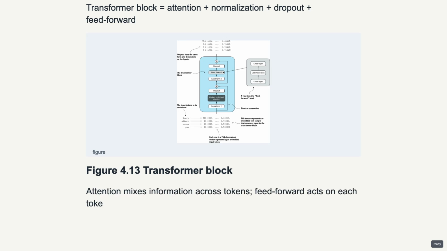Self-attention compares tokens with one another, so it is the part that builds relationships across the sequence. The feed-forward network then works on each position independently, giving each token its own nonlinear transformation after the context has been gathered.